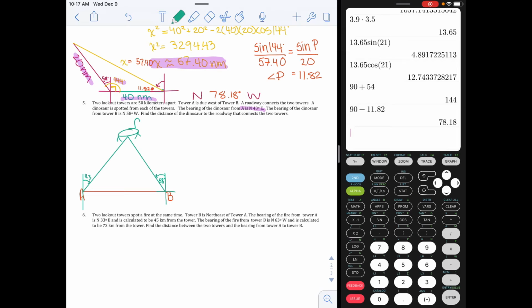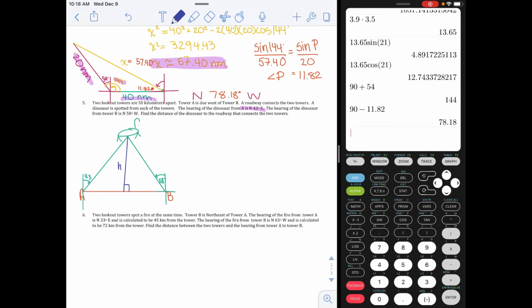Find the distance of the dinosaur to the roadway. What? They didn't even say how far apart they are. Okay, but find the distance of the dinosaur to the roadway. That's this distance. I want him to go back to the road. So I want to know h. I know if I drew that vertically down, it makes that 90 degrees.